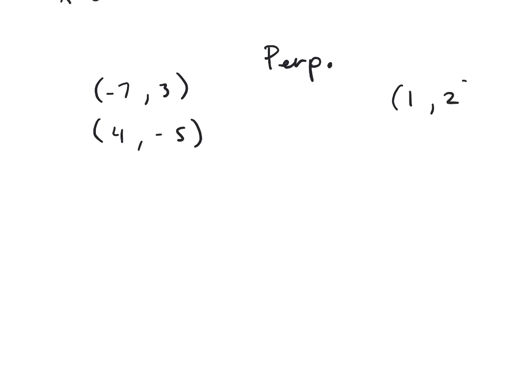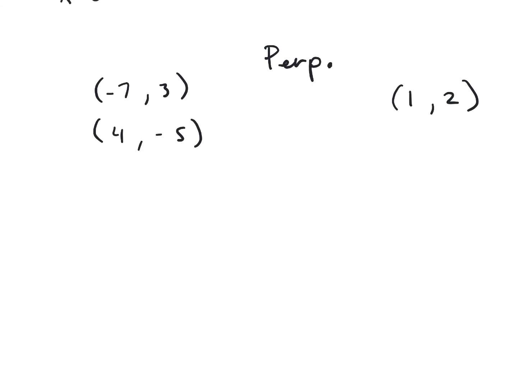So a question that came from, I think it was 1.3, that we had on the quiz: if I had 2 points, so let's say I had negative 7, 3, and 4, negative 5. So 2 points on one line, and I want to find a line that is perpendicular to this one, and it goes through the point 1, 2.